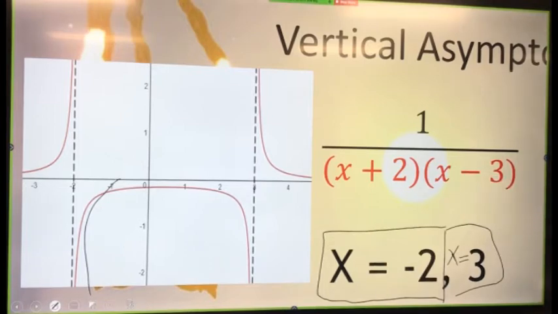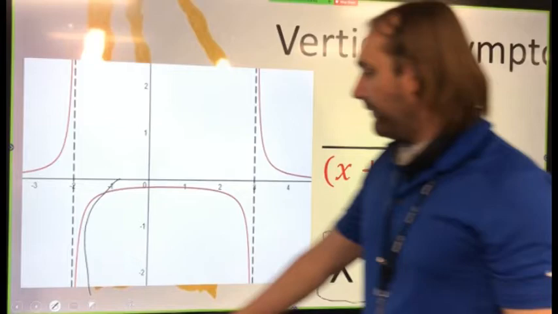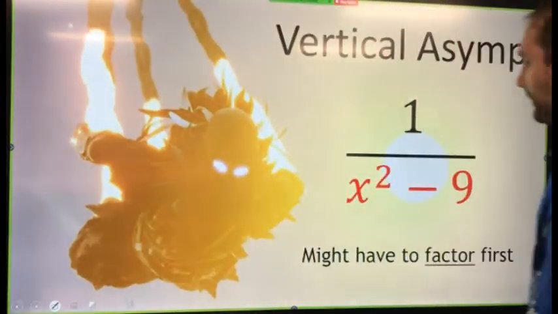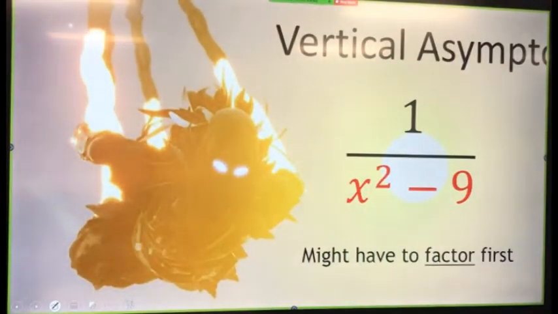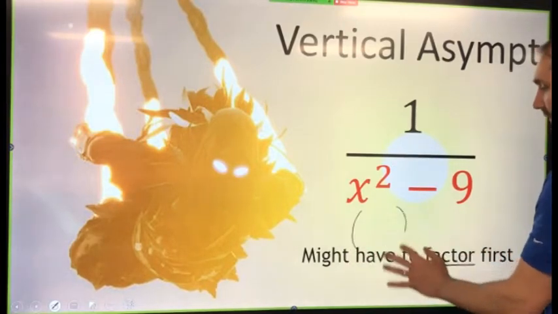I mentioned these are already factored. There's a reason why we spent time factoring last year, and that is because they kind of pop up here too in this section. So if x squared minus 9, I want to look for the vertical asymptotes, so I'm looking for what makes the bottom 0. Kind of helps if you have it factored.